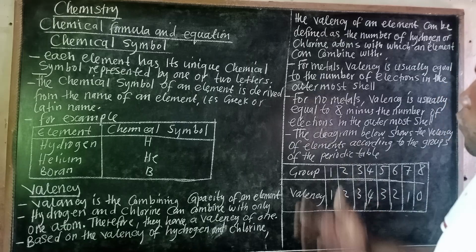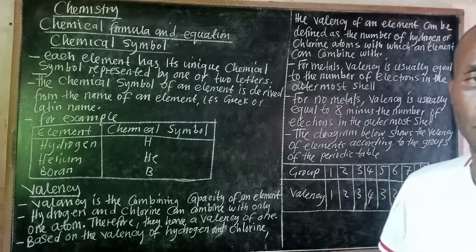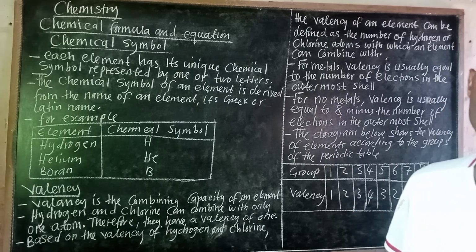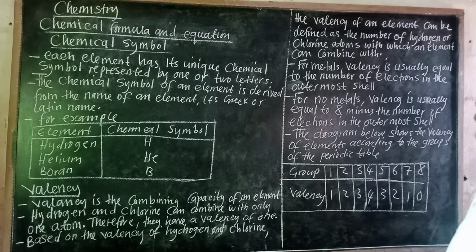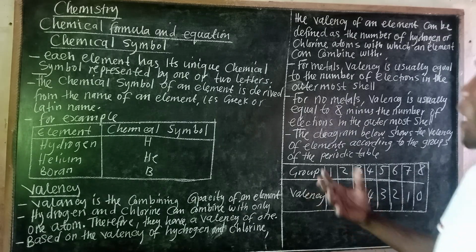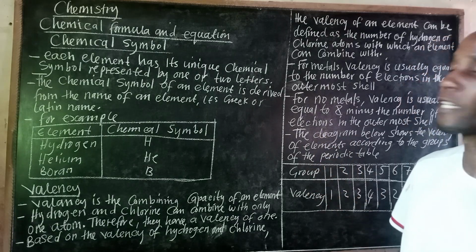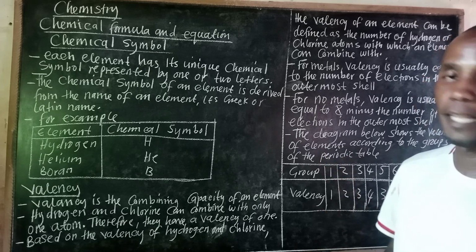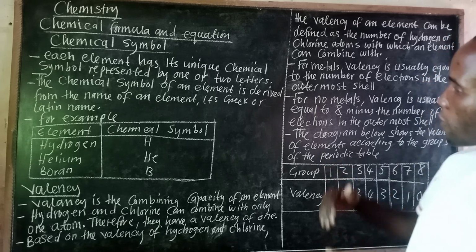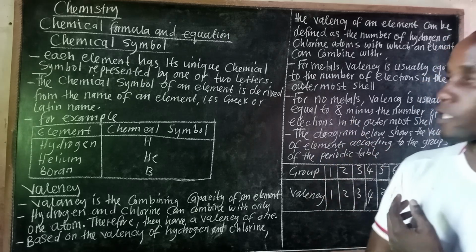I've come with this topic called chemical formula and equation. To start with, we are going to look at chemical symbols. This is chemistry, which is paper 2. Each element has its unique chemical symbol represented by one or two letters. That is what is there on the periodic table.